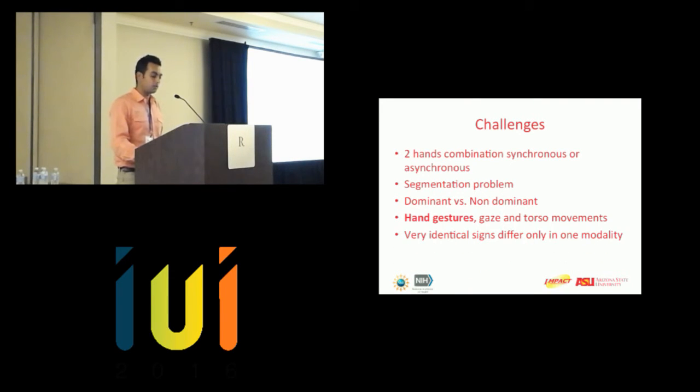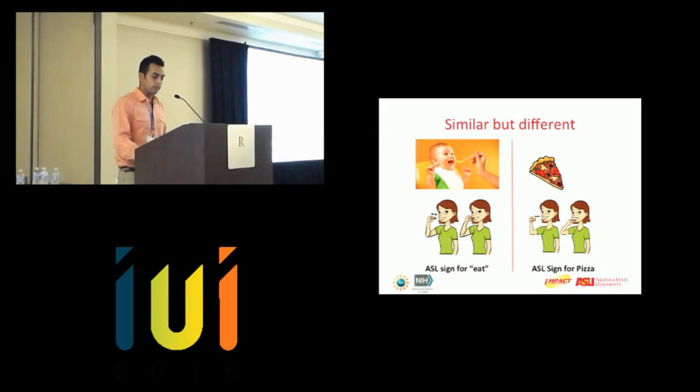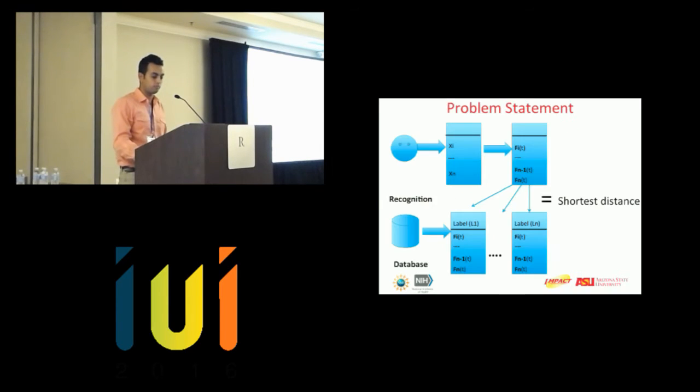And one of the other challenges is that two signs may be very identical, and they will differ only very slightly in one of the modalities. I'll talk about modalities here in a second. For example, these two signs that you can see, the first one is the sign for eat, which is basically this movement twice. But the other one is the sign for pizza, which is also the same movement, but your hand is twisted. So the recognition system should be able to figure out things like this.